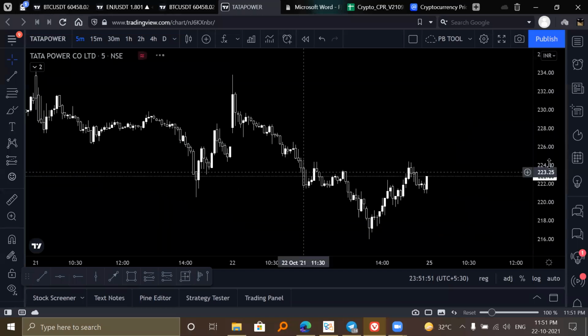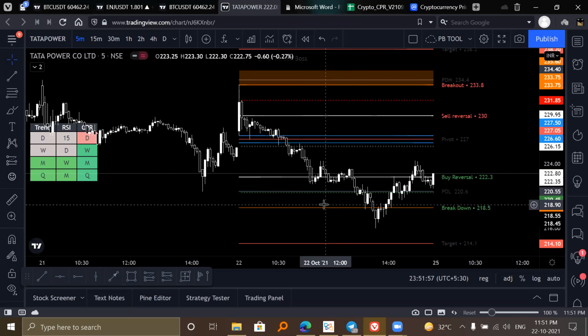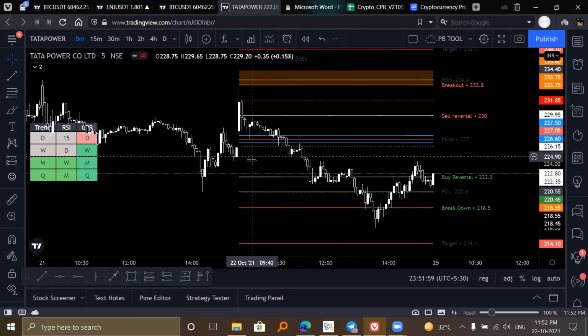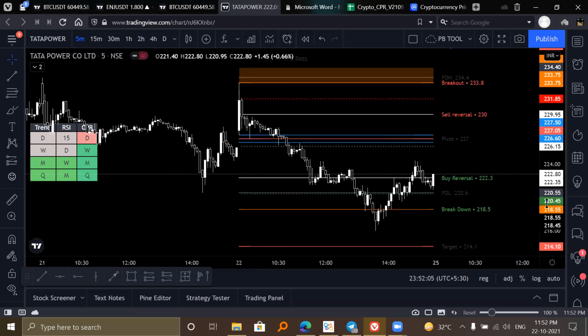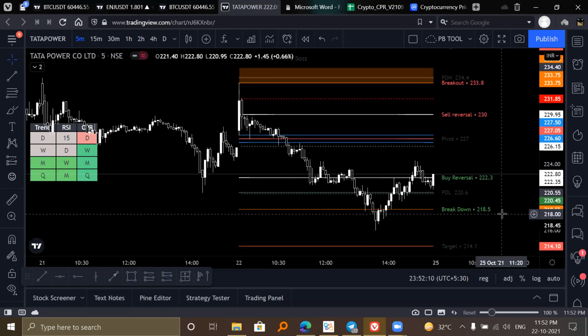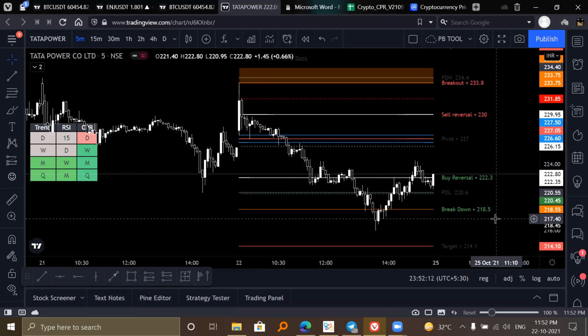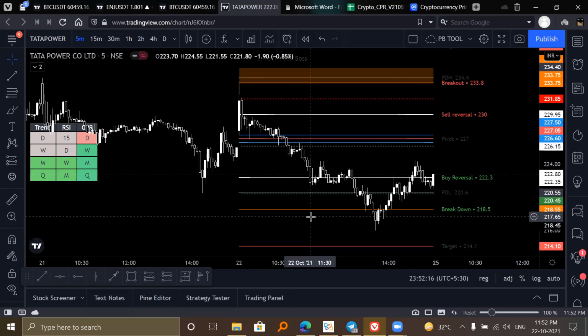But do not consider, I repeat, do not consider this as a buy or a sell signal generating indicator, right? No, this is not a buy or sell signal generating indicator. This is just for the ease of analyzing the chart, right? How the particular levels can work in a given particular time, correct? That is just for the ease.